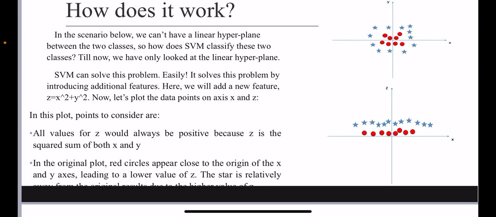In this scenario, we can't have a linear hyperplane between two classes. So, how does SVM classify these two classes? Till now, we have looked only at the linear hyperplane. SVM can solve this problem easily. It solves this problem by introducing additional features. Here we will add a new feature. Now let's plot the data points on axis X and Z. In this plot, the points to consider are that all values of z will always be positive because z is squared in both x and y.